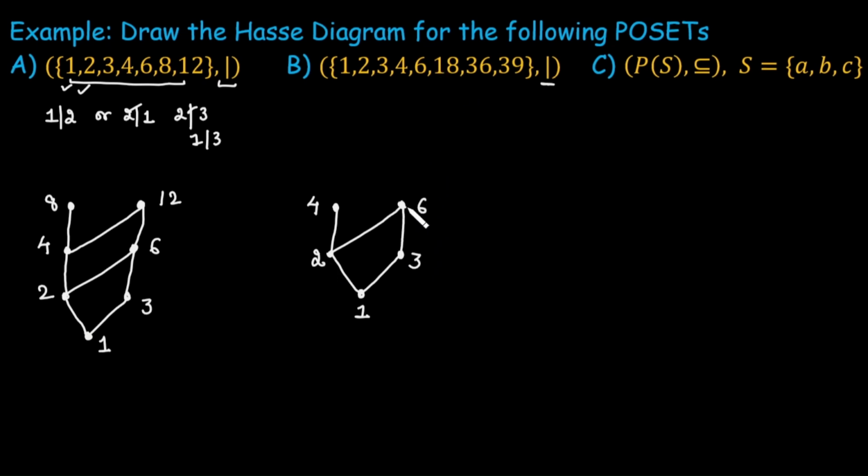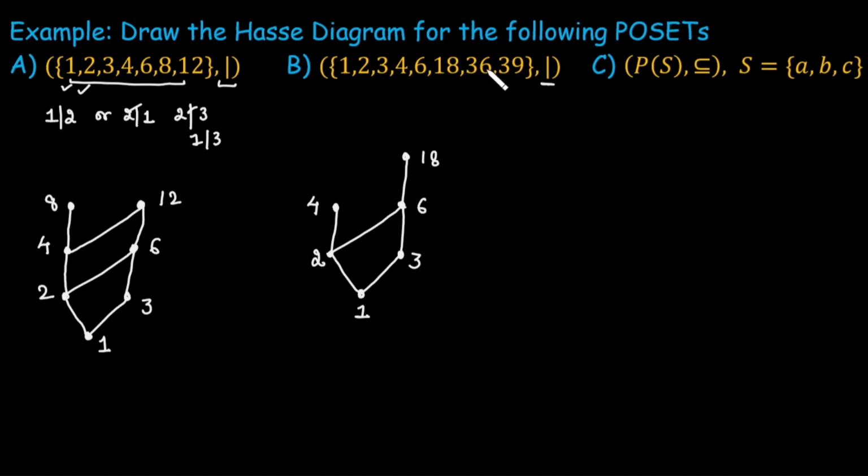18. Whether 6 divides 18? Yes. It means the level of 18 is 1 above to the 6. Whether 4 divides 18? No. Whether 2 divides 18? Yes. Do not directly join them. Check whether we have any way to reach at 18 in the upward direction. Yes. So we can move 2 to 6, then 6 to 18.